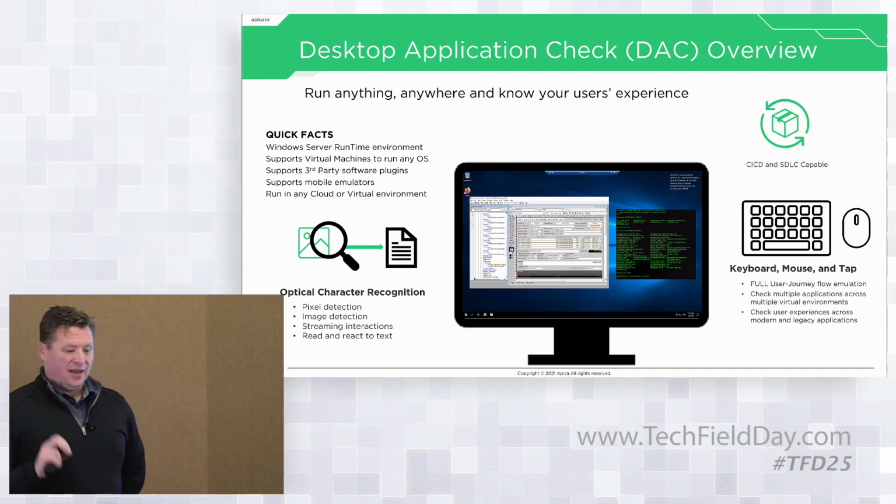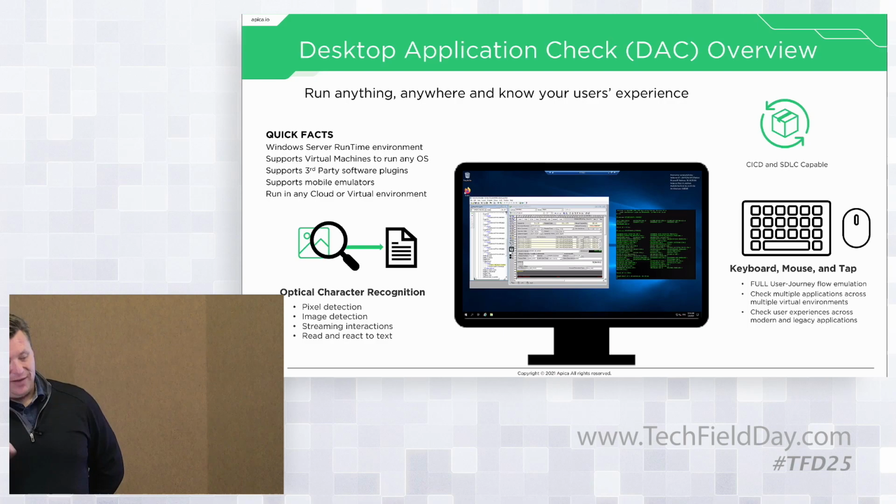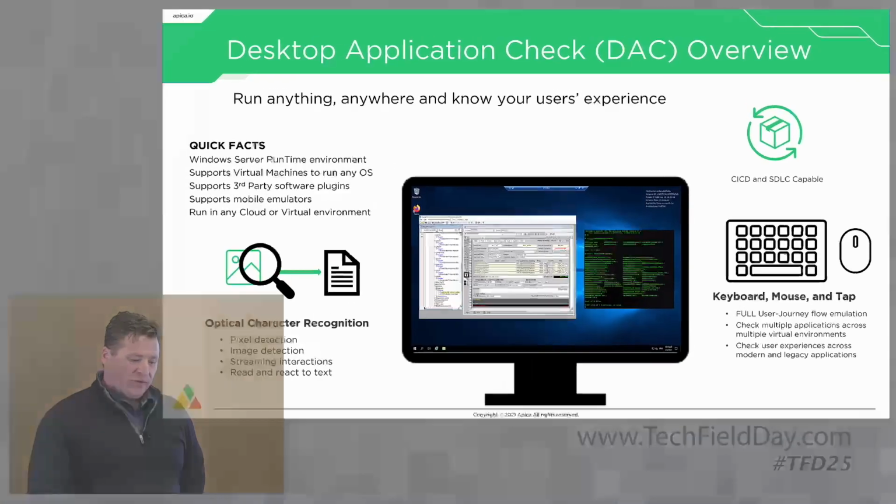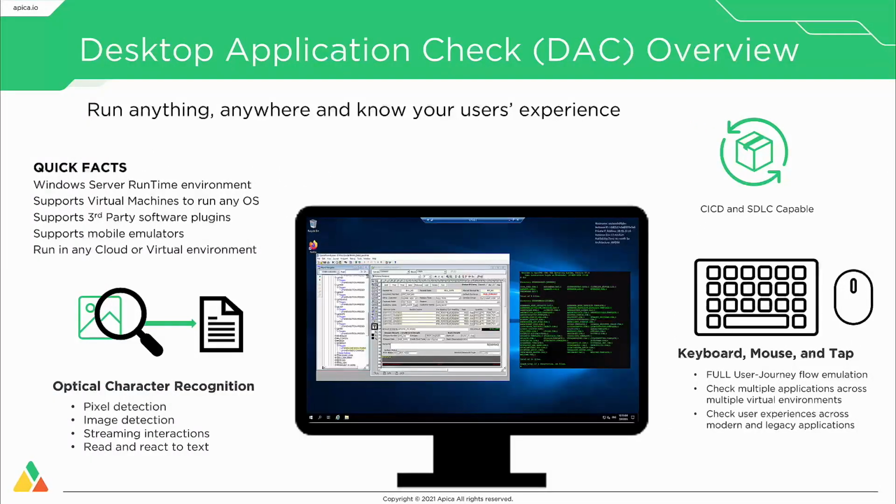So it's understanding how pixel detection works, how image detection works, looking at streaming interactions, and read and react to text. And it can also emulate keyboard, mouse, and tap. The cool part about this is that if you've got something out there where you have multifunction applications running in multiple environments simultaneously, and that's what your real users are using, we can emulate that. And we can emulate that from a Windows perspective, a Mac perspective, a Linux perspective, by dropping these things in their virtual machine environments and even handling the counteract quick back and forth between those different structures.